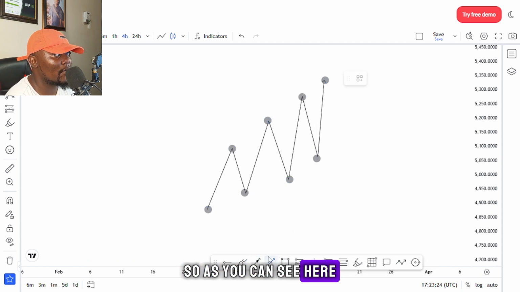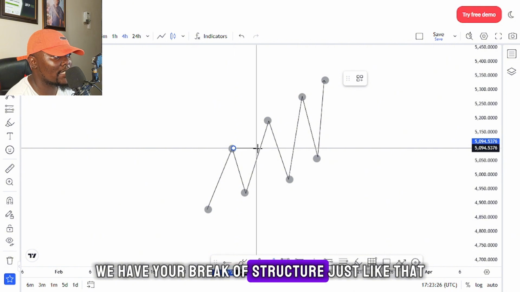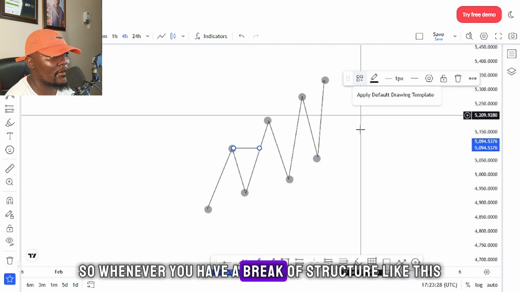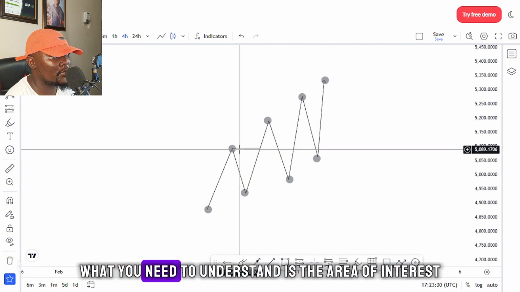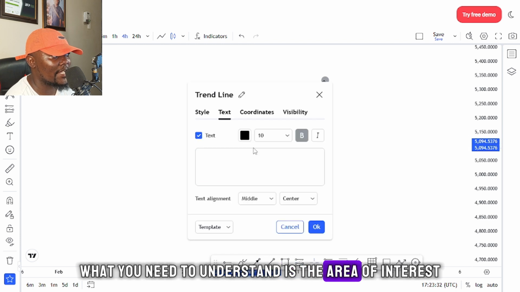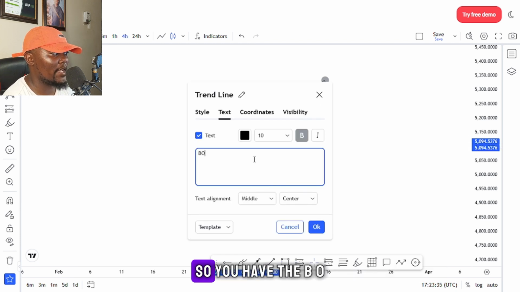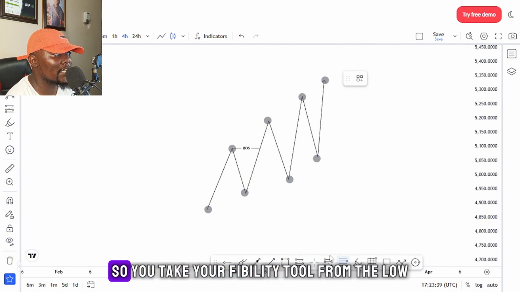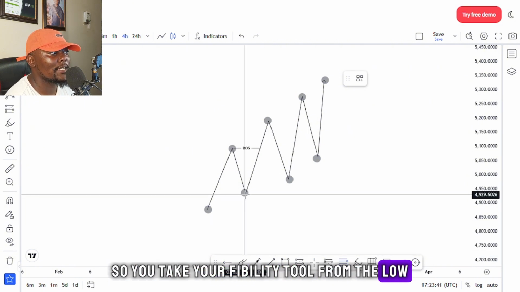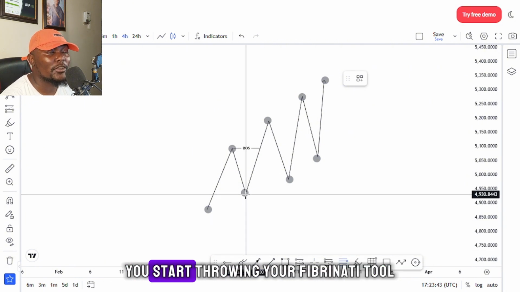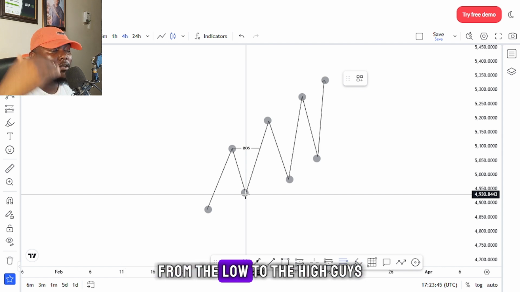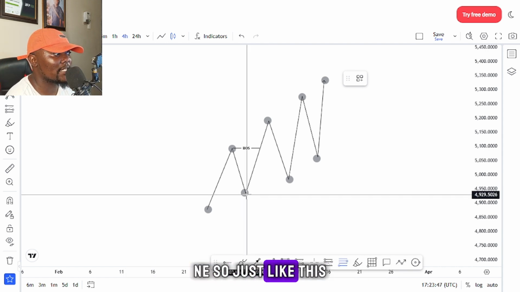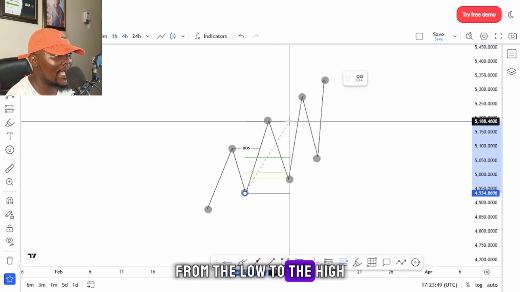So as you can see here, we have your break of structure, just like that. Whenever you have a break of structure like this, what you need to understand is the area of interest, guys. So we have the BOS. You've already spotted out your lowest point and your highest point. So you take your Fibonacci tool from the low. Since you're looking for buying opportunities, you start drawing your Fibonacci tool from the low to the high, guys. So just like this, from the low to the high.